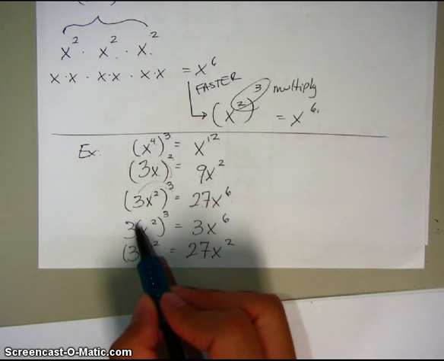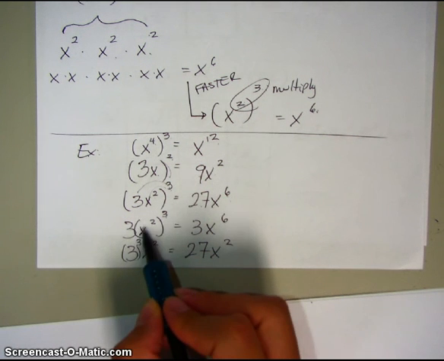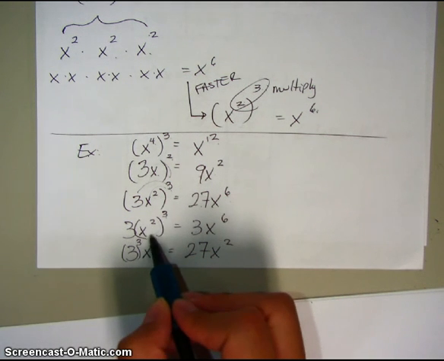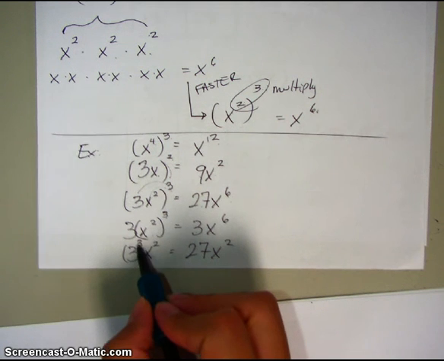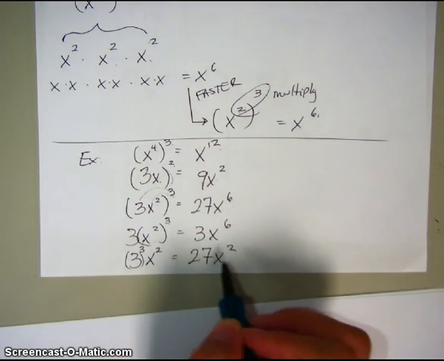What happens if the 3 is outside the parenthesis? Well, it does not get the exponent. The 3 stays the same. The only thing that gets the exponent is what's inside. And then what about over here? What if only the 3 got it? Well, then only the 3 gets raised to the third power. The x squared stays the same.